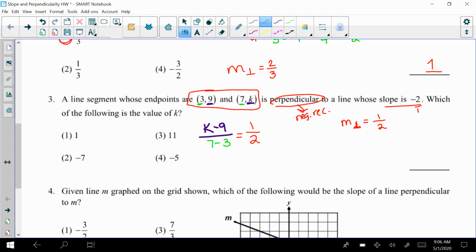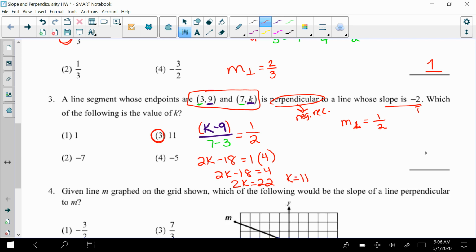So now you can solve this however you want. I think most of you might cross multiply. So this would be 2k minus 18 equals 1 times, what's 7 minus 3? That's 4. So this would be 2k minus 18 equals 4. So 2k is 22, which means k is 11.